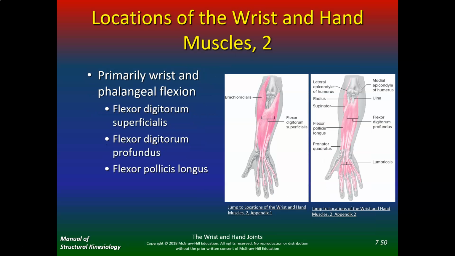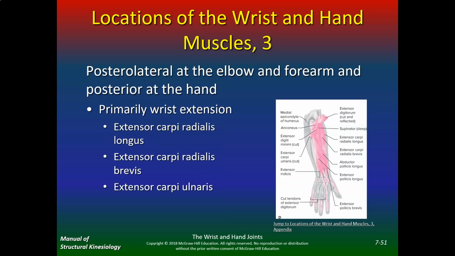Now, primarily wrist and phalangeal flexion, so those are your fingers. That's the FDS, Flexor Digitorum Superficialis, Flexor Digitorum Profundus, and the Flexor Pollicis Longus. Now, posterolateral, so on the back, at the elbow and forearm, and posterior at the hand, that primarily do wrist extension. You've got Extensor Carpi Radialis Longus, Extensor Carpi Ulnaris.